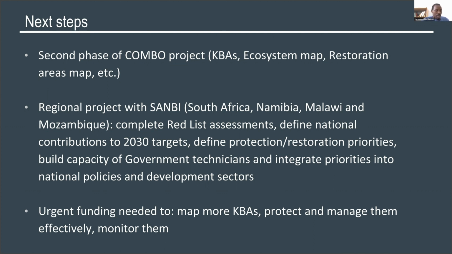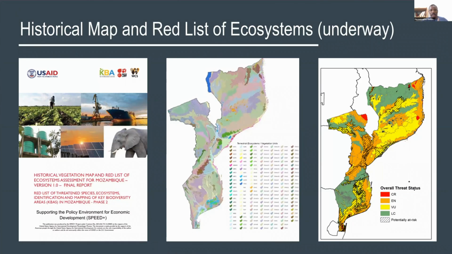There is a regional project which will include South Africa, Namibia, Malawi, and Mozambique. This project is going to support red listing initiatives, definition of national contributions to the 2030 targets, and also support training to the governmental officers. So those are some of the initiatives.